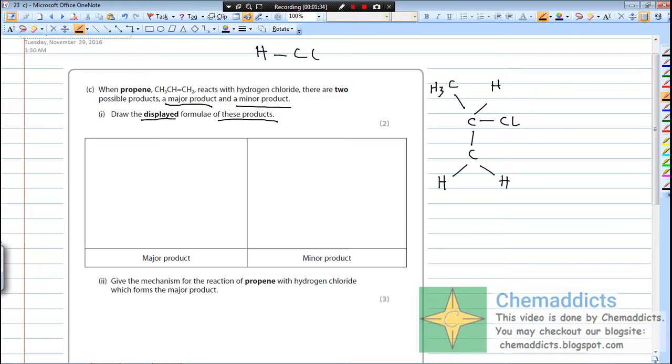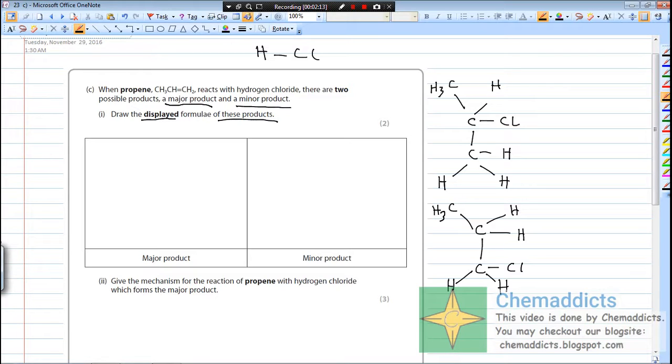might bond here and H might bond here, or it can be the other way around, that is H3C, then C, then this is H. This can be the other way around. Here H can be here and Cl can be there. So these are the two possible products for this reaction. Okay, so when propene reacts with hydrogen chloride, there are two possible products.